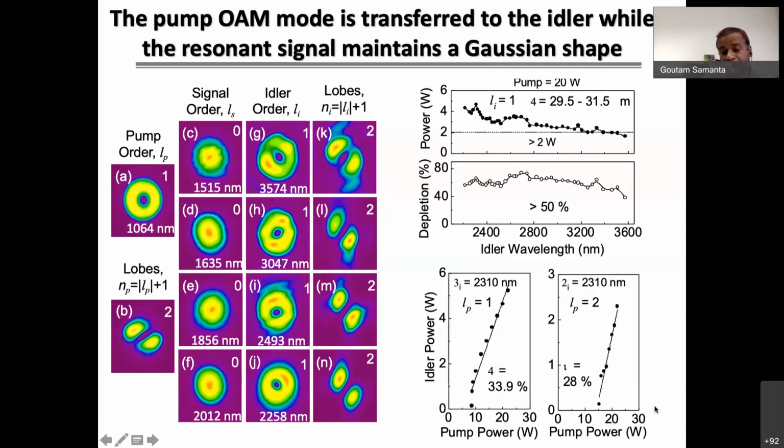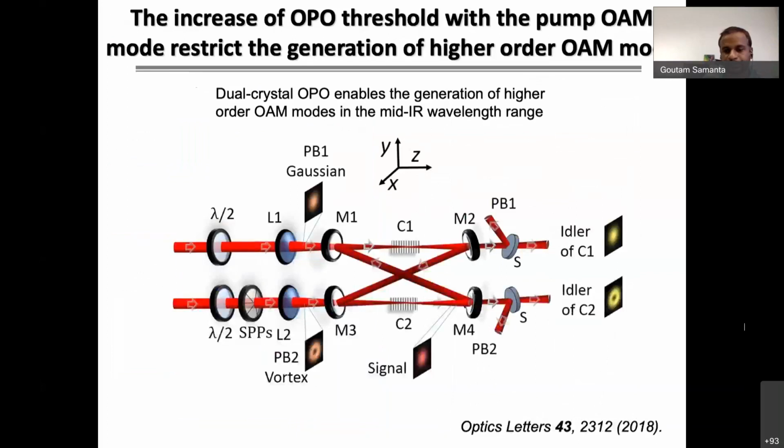And if you go for order 3, that we couldn't really do, because the threshold will go up, and if your threshold is increasing, then driving the system with higher power unnecessarily brings damage to the crystal. So that's why we didn't do it. We restricted our study only up to order 2. But this gives the perspective about the possible transfer of OM mode of the pump to the idler, the mid-infrared wavelength.